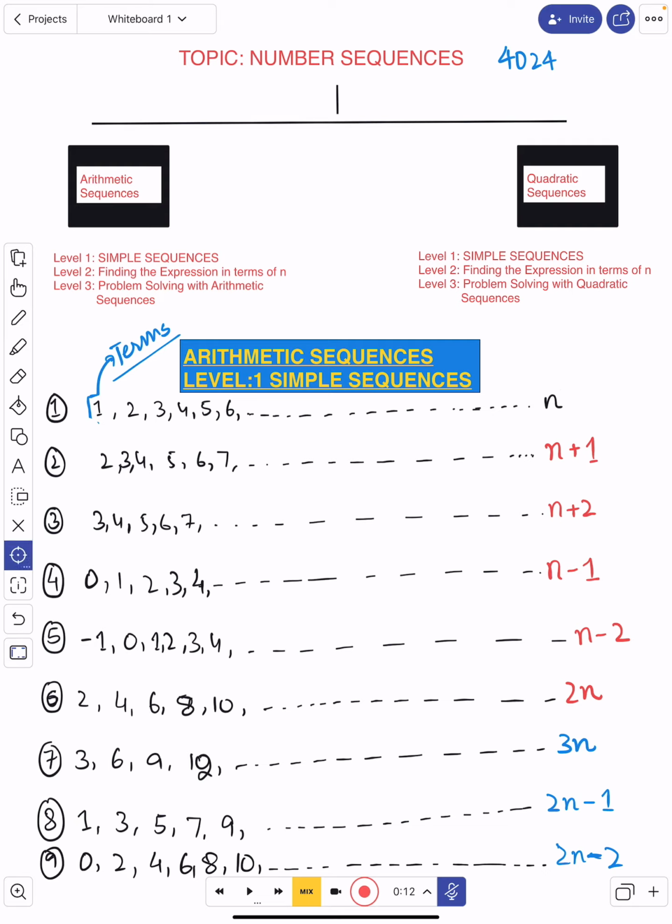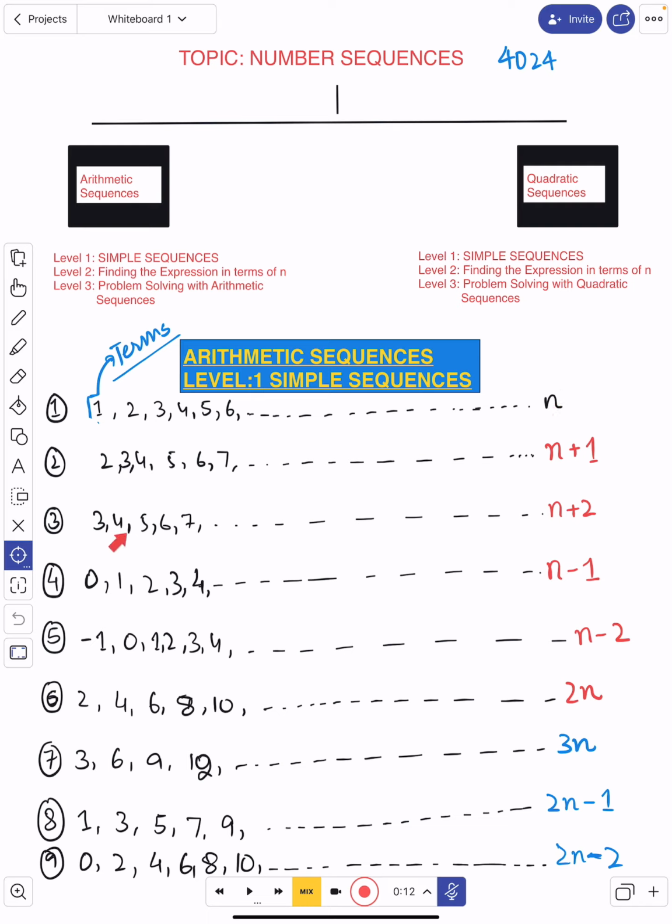All right, let's go to sequence number 2: 2 3 4 5 6 7. This is a never ending sequence, going on and on. We have to express this in algebraic form. Look at this and compare them. When we compare, we see that we are just missing 1 here, the first term. So the expression of sequence number 2 is n plus 1. We have to add 1 to the expression n.